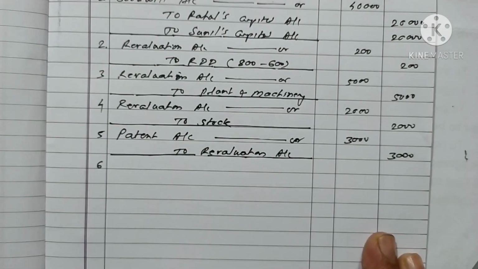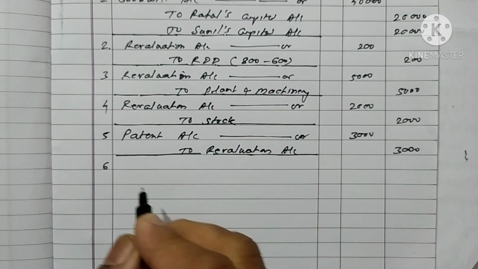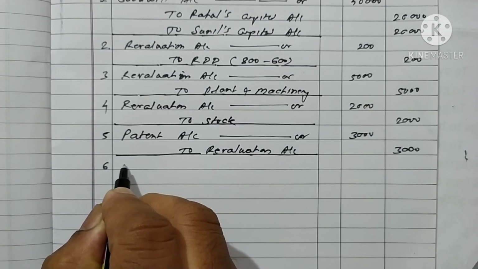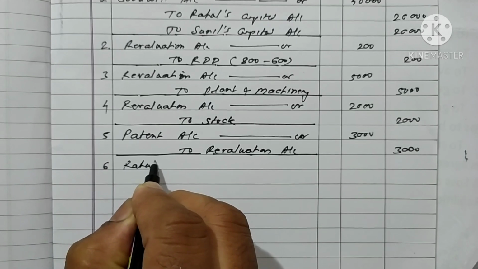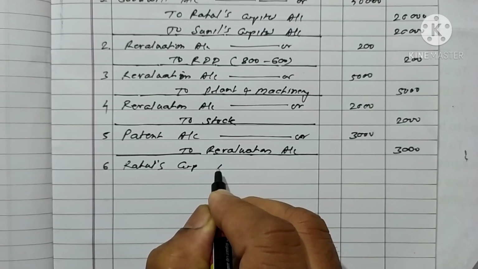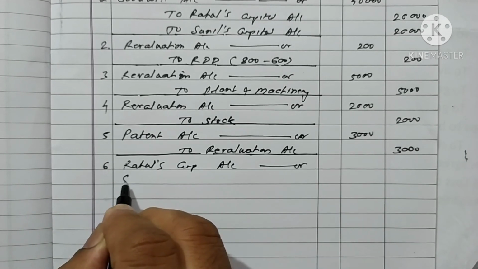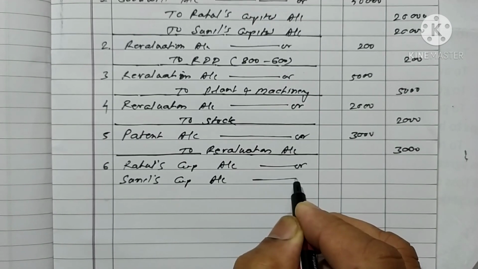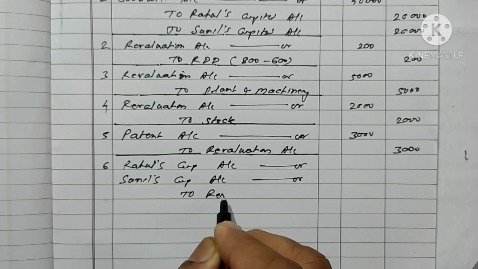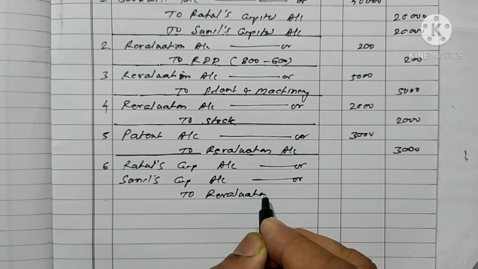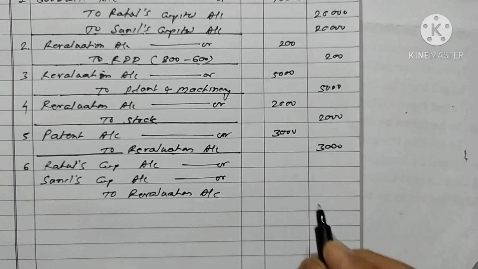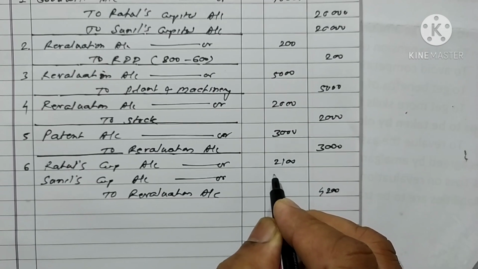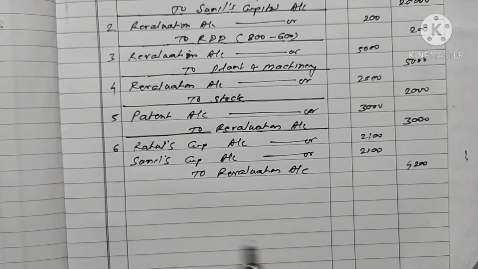Debit is excess, therefore it is a loss. Loss is transferred to partners' capital. Accounting entry will be partners' capital to revaluation account. Here, Rahul's capital account debit, Sunil's capital account debit, to revaluation account, rupees 4,200, in equal proportion rupees 2,100 each.